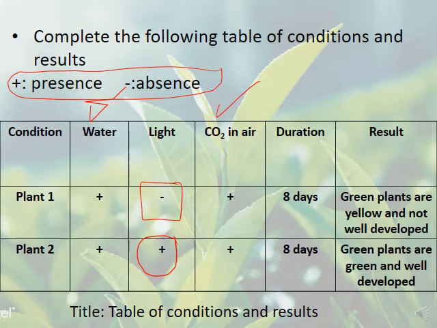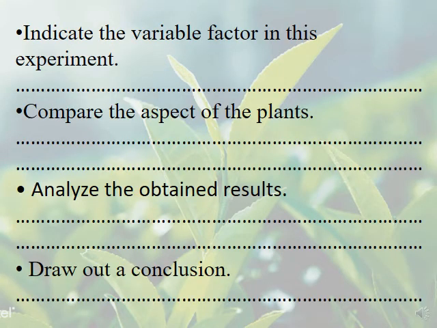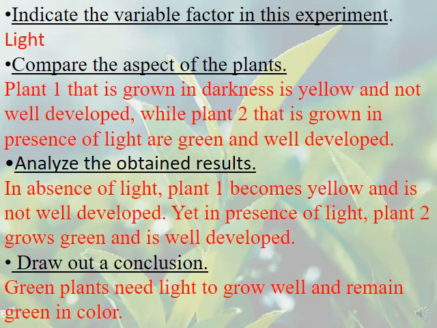And the result: in plant 1, the plants are yellow and not well developed, whereas in plant 2, they are green and well developed. And this is the title, table of conditions and results. This should be drawn using a pencil and a ruler. The variable factor in this experiment, comparing the aspect, analysis, drawing a conclusion. So the variable factor is the light. It's present in plant 2 and not in plant 1.